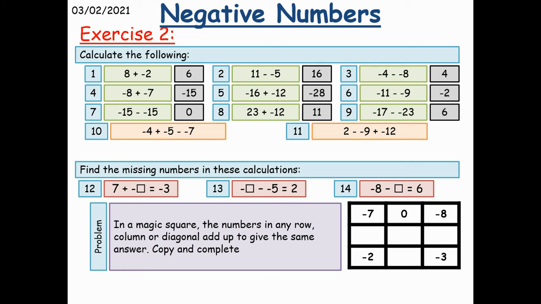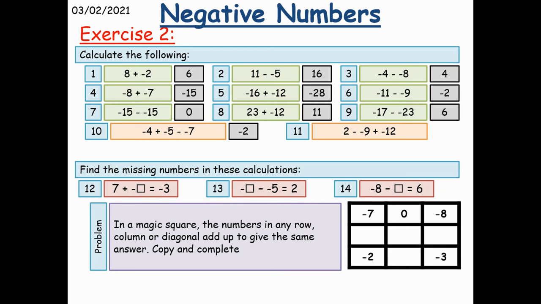For question 10, you're doing -4 plus -5. Anytime you get a question like this, just rewrite the question and change the signs to make it easier for yourself. So -4 plus -5, well, plus and a minus becomes a minus, so I could have rewritten that as -4 minus 5 is -9, and then minus and a minus becomes a plus, so it'd be -9 plus 7, and I'll give you -2.